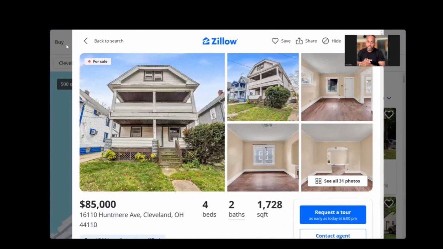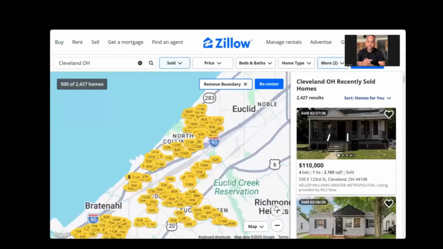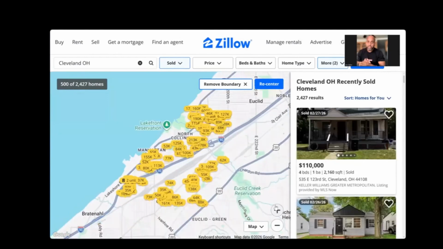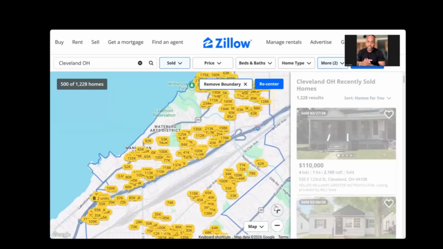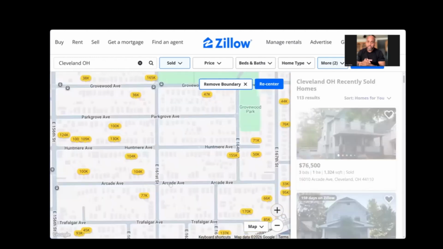You said 140? Yeah, about 140. Oh, it's right next to the water. It's cold. It must be cold. I look at it, it must be cold over there. It is. Off the lake. Oh my goodness. But there's a lot of activity. There it is.